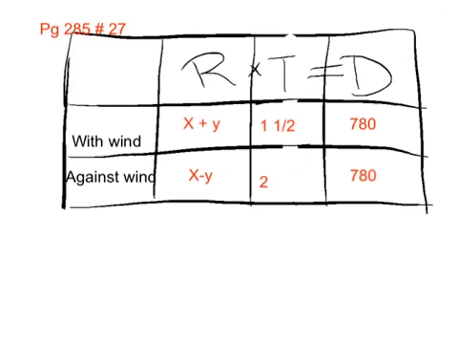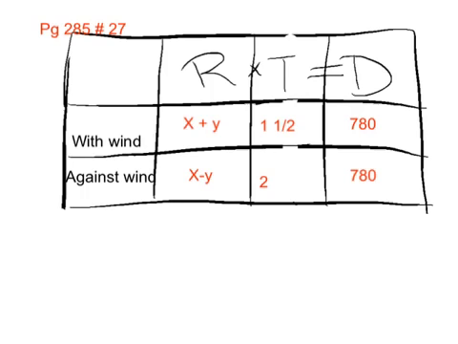If we go back to problem number 27 on page 285, we talked about a flight going from Philadelphia to Chicago with a distance of 780 miles. On one trip, with the wind, the flight took 2 hours. On the return trip, it took them an hour and a half. If the wind speed is the same on each trip, find the speed of the wind and find the speed of the plane in still air.